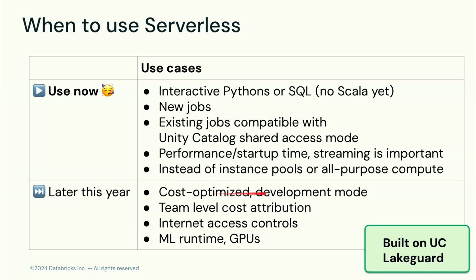Well, when should you wait a little bit? Maybe later this year, if you're looking for that cost-optimized mode or that development mode, or if you need enforceability of team-level attribution, meaning if you want to attribute cost to certain teams, maybe for internal chargebacks, then you might want to wait, because while you can do that, you're relying on the tagging of the individual team members. You cannot enforce the tags yet, but that is coming. If you need detailed internet access controls, ML runtimes, or GPUs, those are also coming a little bit later.